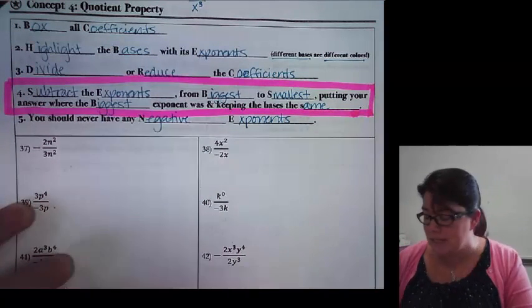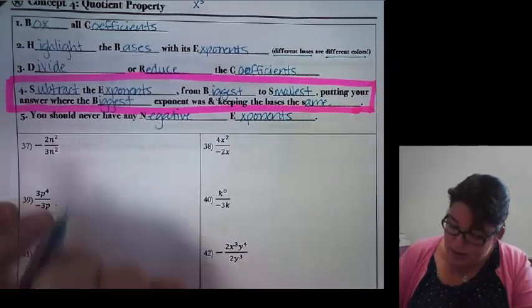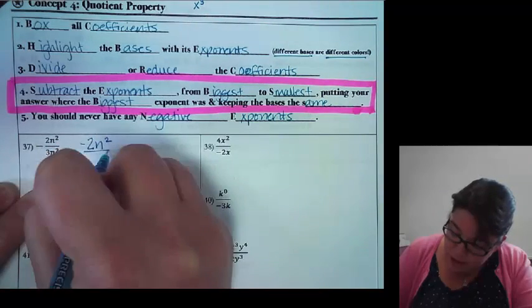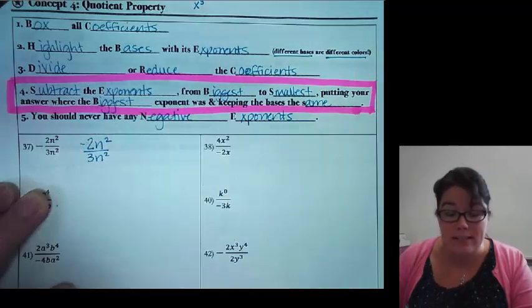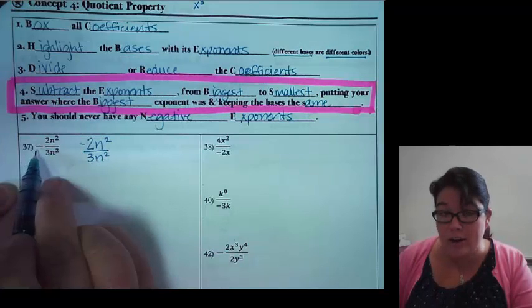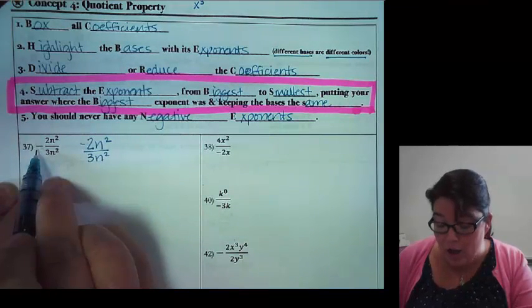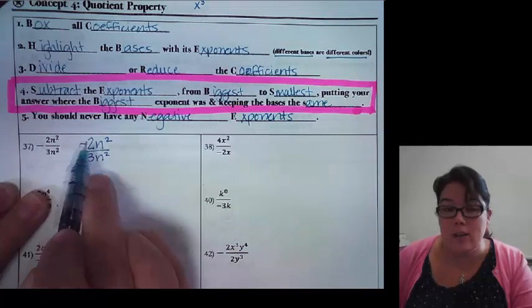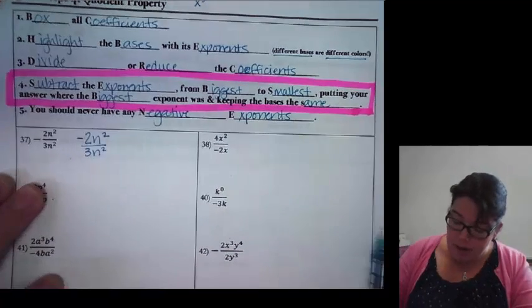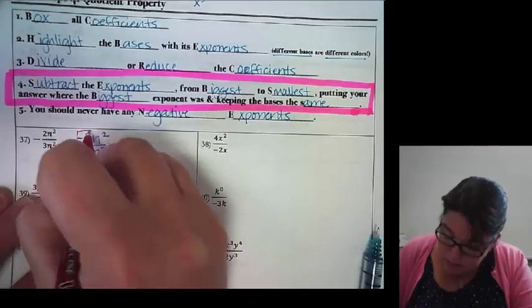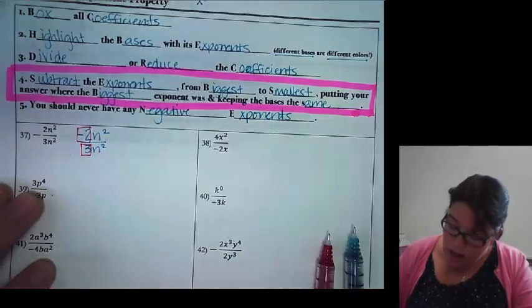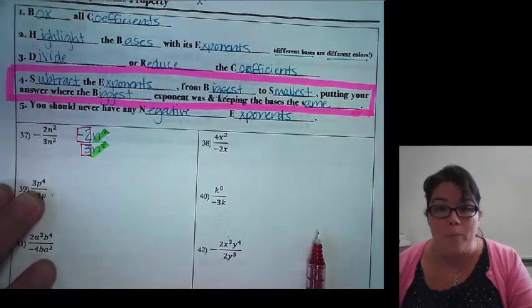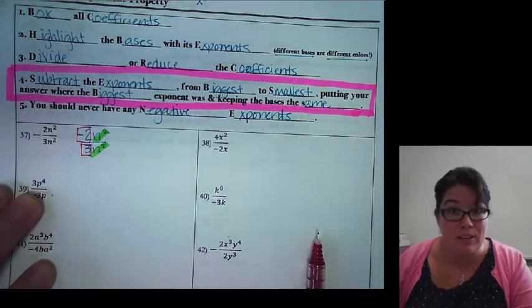So let's take a look at some examples. First, we're going to take a look at 37. We have coefficient, base, exponent. Coefficient, base, exponent. Notice when there's a subtraction sign or a negative sign out front, it goes in the top. It goes up with the numerator. So I went ahead and put it up here to make it easy to see. I'm going to box my coefficients, box and box, highlight my bases with their exponents, and now I do the next step, the tricky step, the division step.